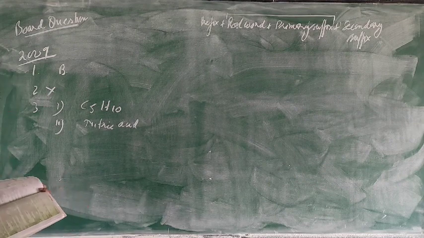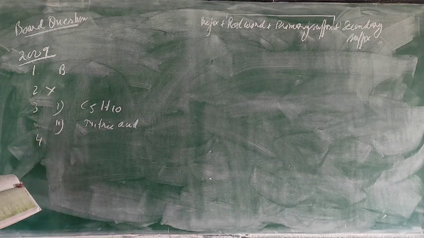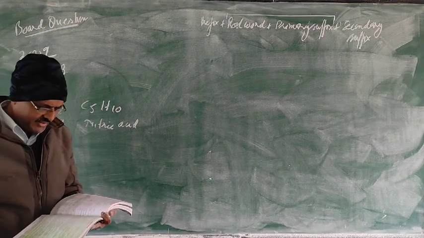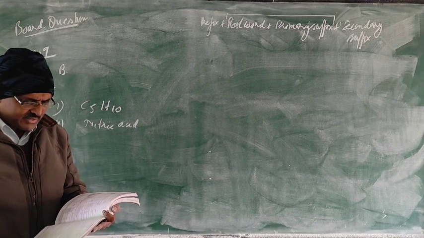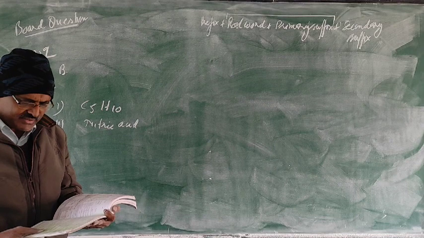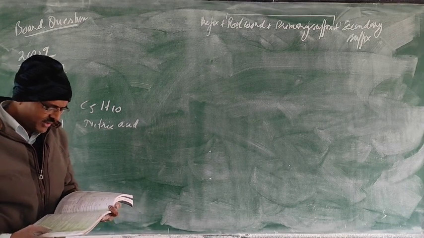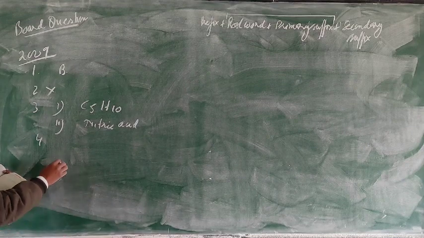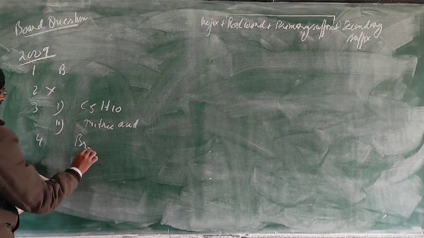Then the fourth one, identify the reddish brown liquid S which is dissolved in water and turns colorless when ethyne is passed through it. So this reddish brown liquid will be bromine. Bromine.